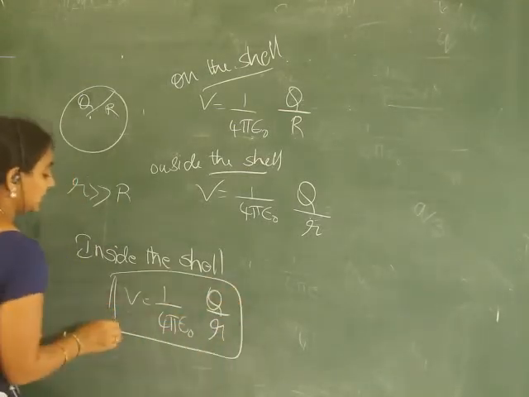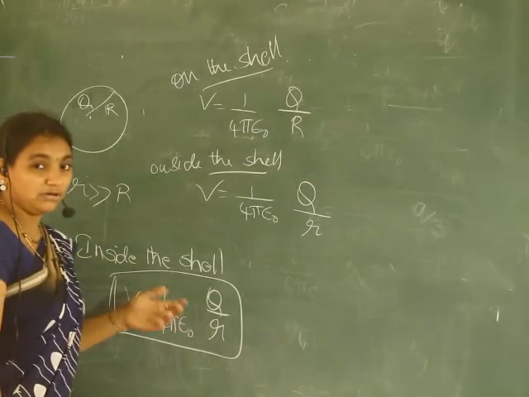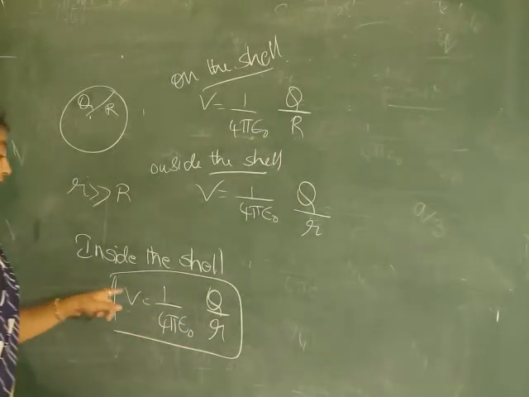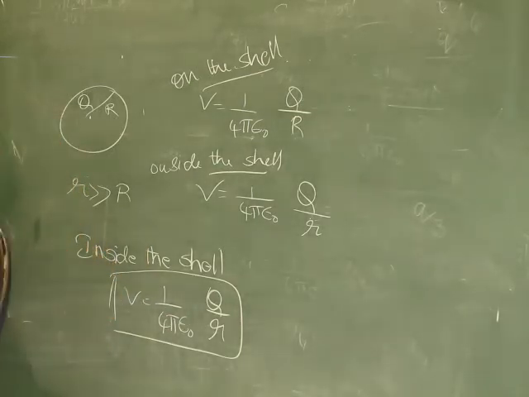The expression doesn't change. These are important for your multiple choice questions, not for theory. Okay, important, but more important for your MCQs. So V is equal to 1 by 4 pi epsilon naught Q by R. Sorry, not small letter r, capital letter R.